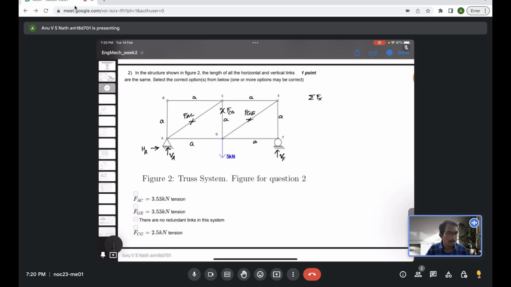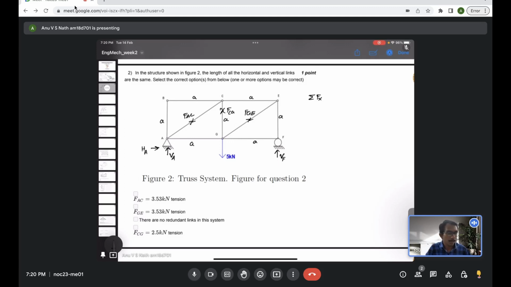If you don't take a section, or if you consider joint A, FAC will act as a compressive or tensile force on the joint A. On the joint C, the other end of the same link, it will act the other way. It will cause a compressive or a tension force. So basically it's an internal force. It will cancel out in the system as a whole. You will have a better idea if you already watched the lecture videos.